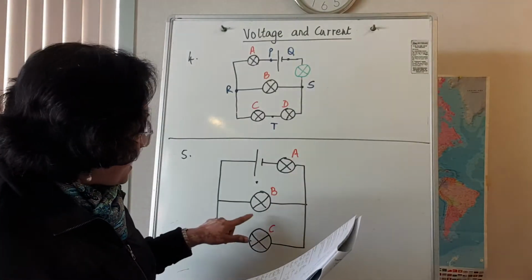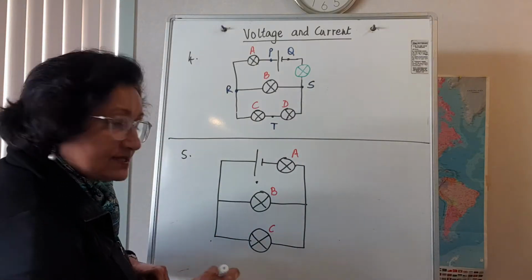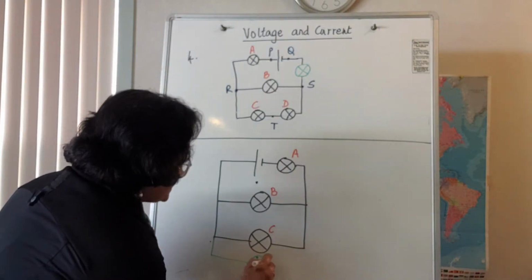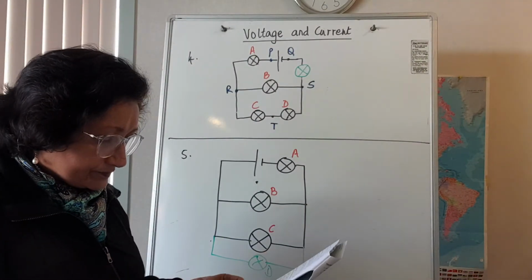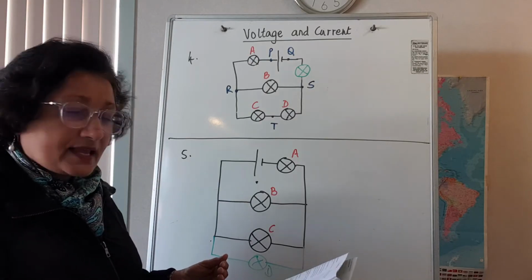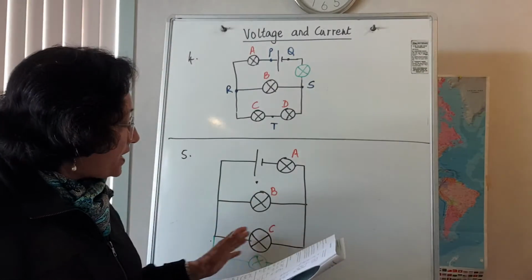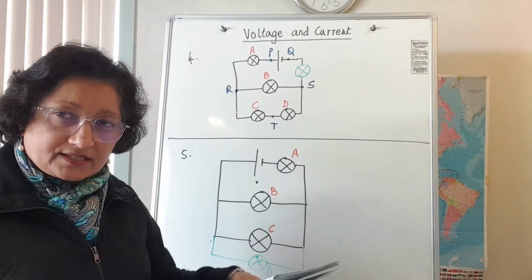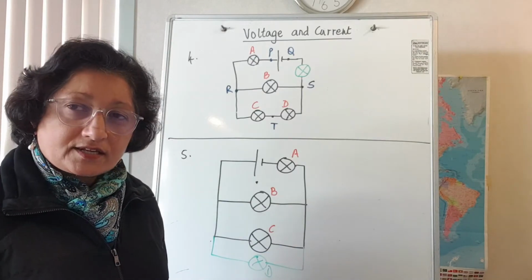Okay, and then it says an extra lamp D is connected in parallel to C. So I'm just going to draw an extra lamp here. This is D, connected in parallel to C. So you get one more branch. Would the total resistance increase, decrease, or stay the same? When you have more branches in parallel, there are more pathways for the current, so the resistance is going to decrease. The resistance comes down.